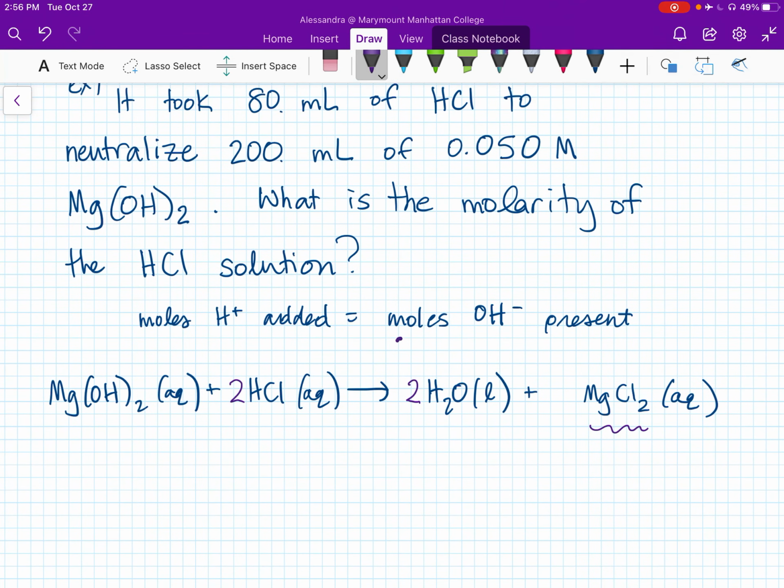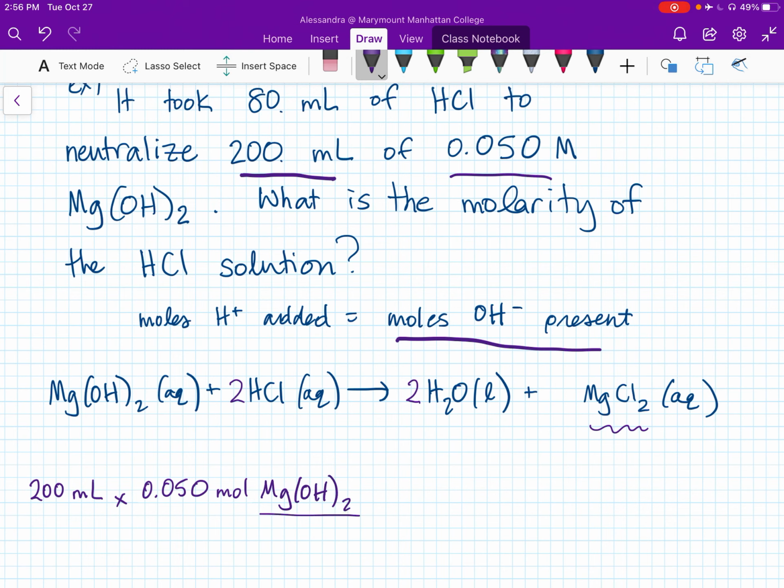So now I need to figure out the number of moles of OH minus that I have present by multiplying the volume times the concentration. So let's start by doing that. I have 200 milliliters of 0.050 molar, that's moles of magnesium hydroxide per liter. Let's make sure to convert the unit. So I have 1,000 milliliters in a liter. And this will enable me to get rid of the volume unit so I get the number of moles of magnesium hydroxide that I have.